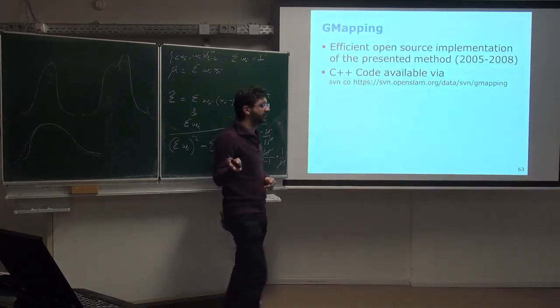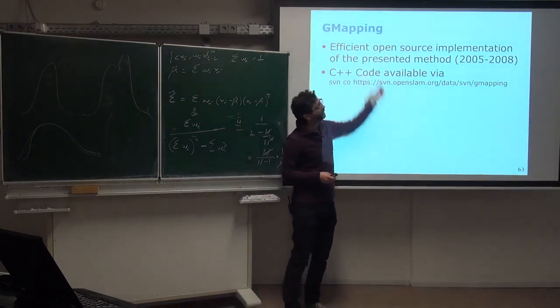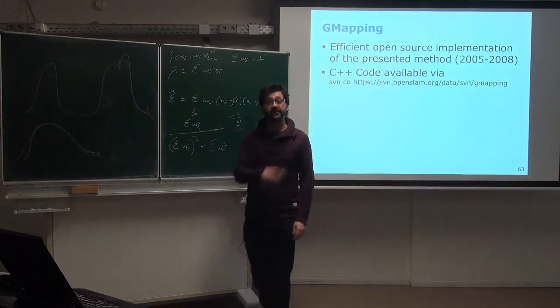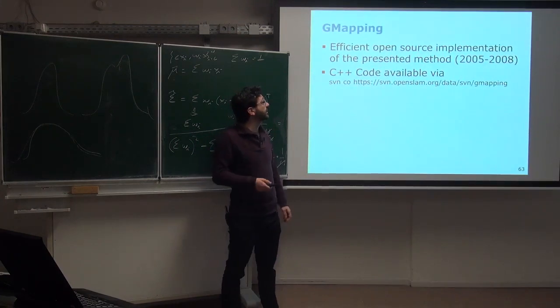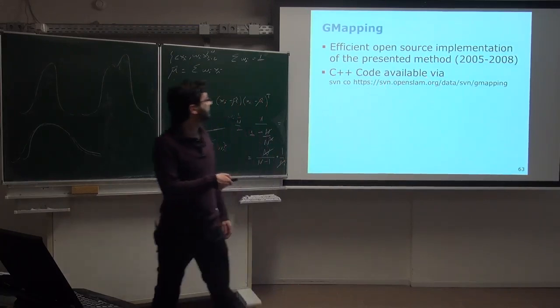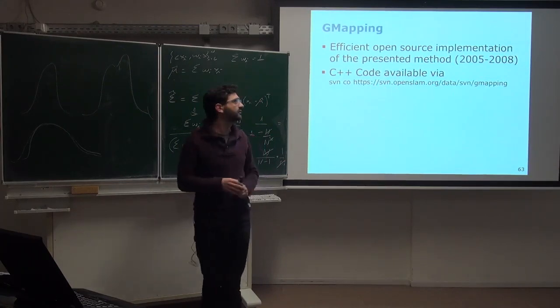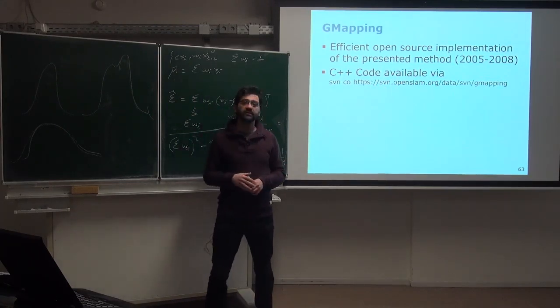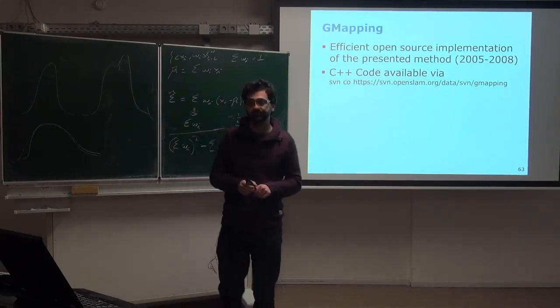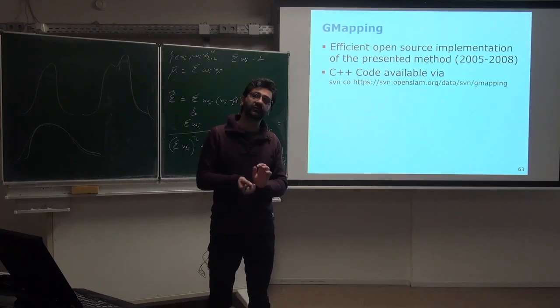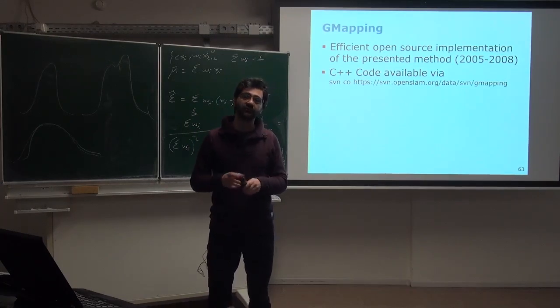Then this approach has also been released open source by the lab here, the IS lab. And you can find the C++ code on openslam.org, and it's called gmapping, this code package. You can probably also find some wrapper in ROS and in a lot of other robotics-related toolboxes. That's it for today, and if you have any questions, just ask, or we can finish here.